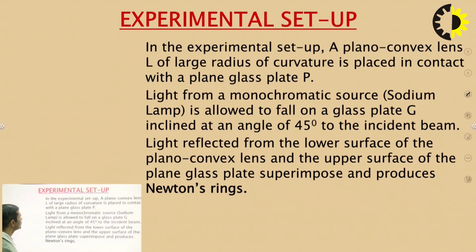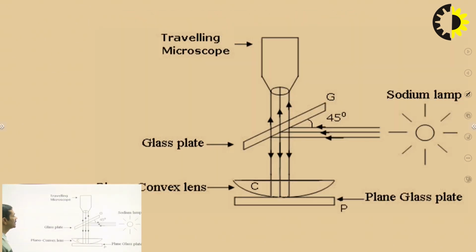Now I will discuss the experimental setup for the formation of Newton's rings. Here we can see the experimental setup for the Newton's rings arrangement. We require a monochromatic light source, which here is a sodium lamp. Then a plane glass plate P and a plano-convex lens C are required.